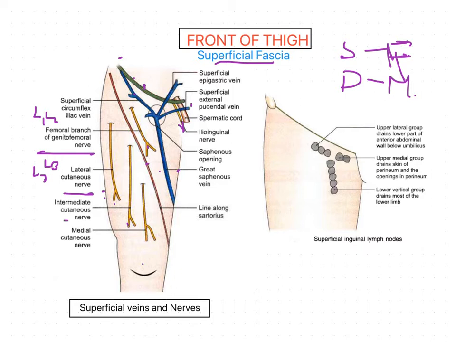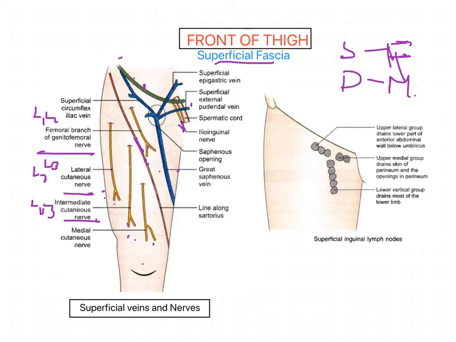Okay, next one is the intermediate cutaneous nerve of thigh, which is also a branch of L2 and L3. So this intermediate cutaneous nerve also supplies the front of the thigh extending from the sartorius to the knee. This one is the sartorius line. Here the sartorius muscle is present, so it supplies from sartorius to the knee.